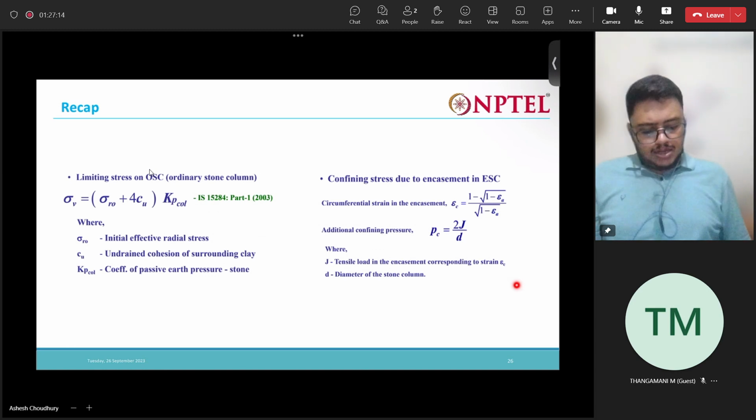So this is actually the limiting stress of the ordinary. You will see the code that will clear, and here we discuss due to the encasement what is the additional confining pressure we can get like this.